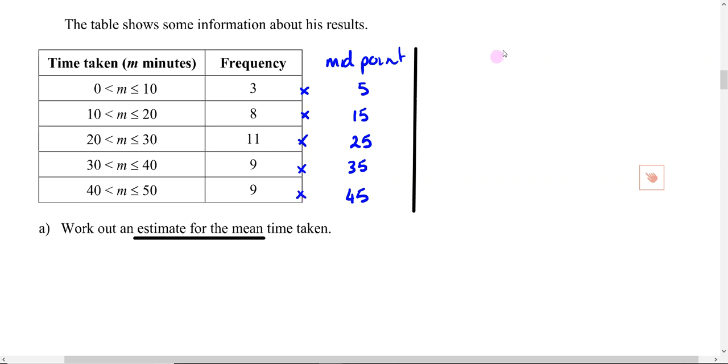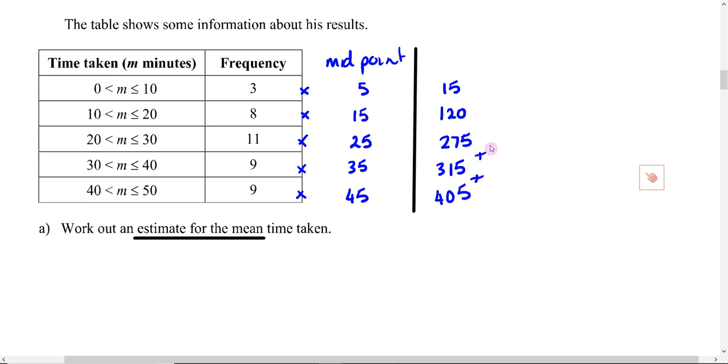So we then do, well, there's 3 lots of 5, 8 lots of 15, and so on. Okay? So what's 3 lots of 5? 15. 8 lots of 15? 120. 11 lots of 25? 275. 9 lots of 35? 315. 9 lots of 45? 405.